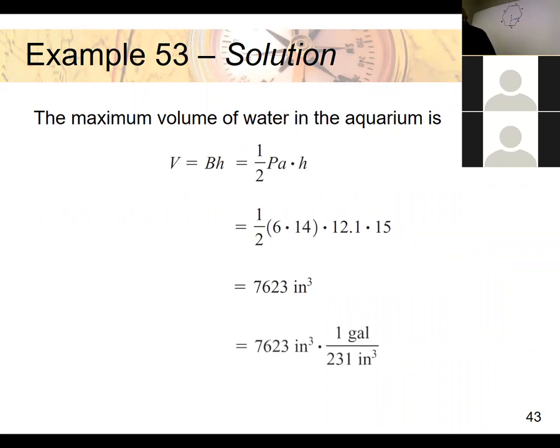And then we convert that to gallons, because we were told that 1 gallon is equivalent to 231 cubic inches. So we're going from cubic inches to gallons. So the 1 gallon goes on top, the 231 cubic inches goes on the bottom. So we're going to have 7,623 divided by 231, and this will be approximately 33 gallons. Okay. So here they're looking for the maximum number of gallons of water in the aquarium, that would be 33 gallons.